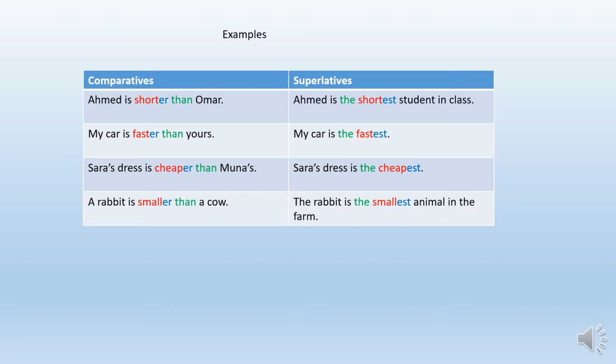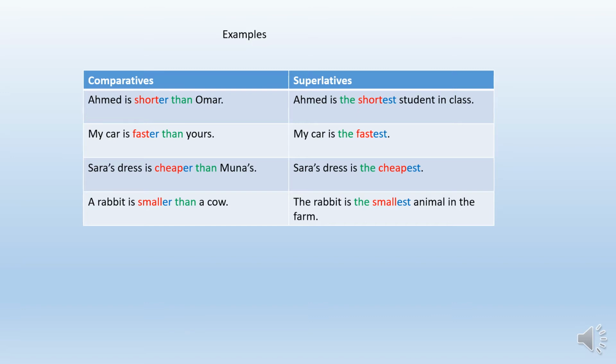The second example: my car is faster than yours. Here I'm comparing my car to your car. Again we have the adjective fast plus er plus than to form the comparative. And then we have my car is the fastest. My car is the fastest car among all cars in the town. Here we added the, plus fast, the adjective plus est.